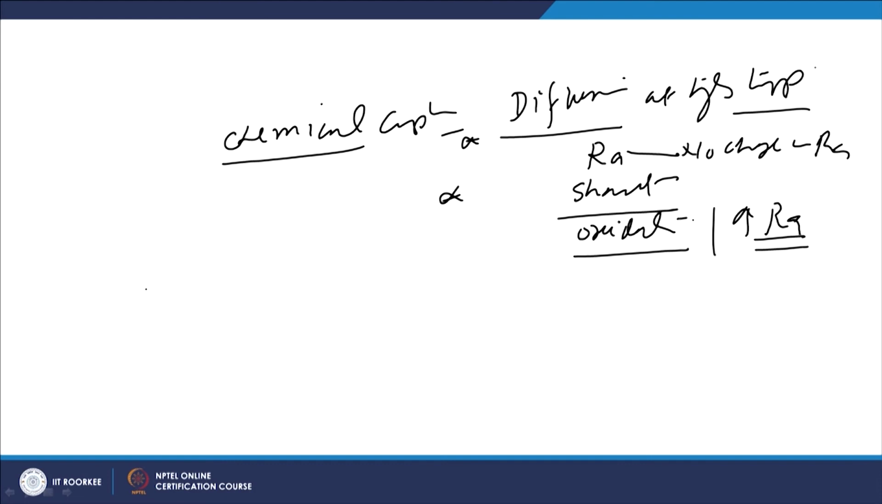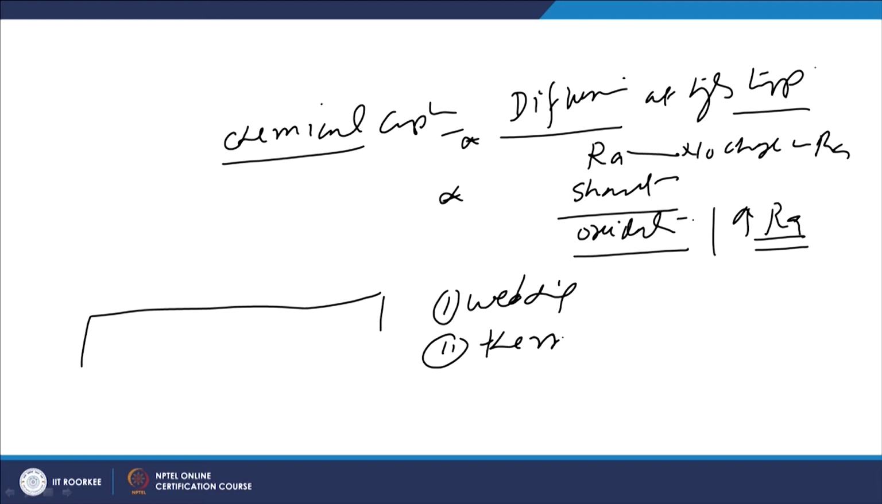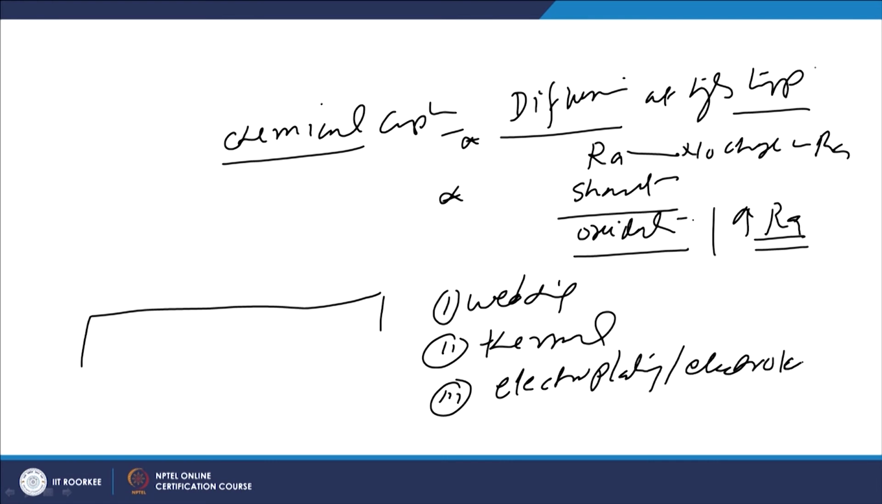There is a third method where a layer of the required material is deposited onto the surface by various processes, for example welding for weld surfacing, or thermal spraying, and then electroless plating or electroplating.